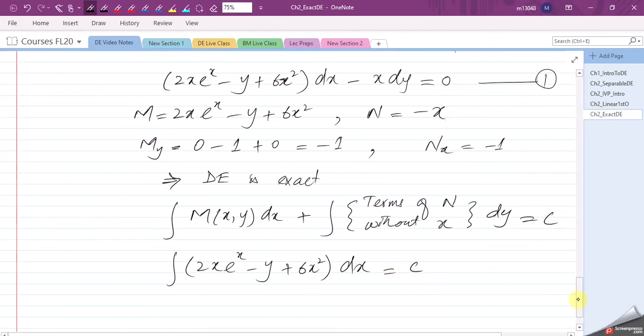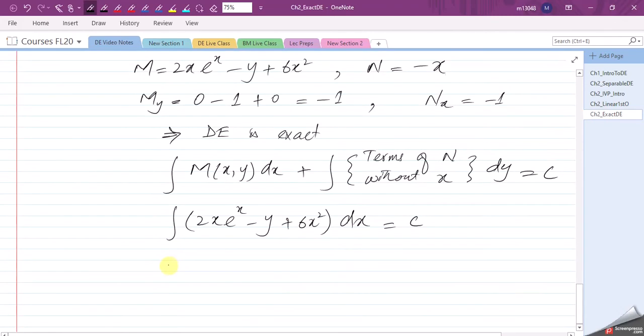And this is equal to c. Now we integrate 2. This is by parts formula, x e power x minus e power x minus integral of y will be xy plus 2 x cube equals c. So that is our answer.